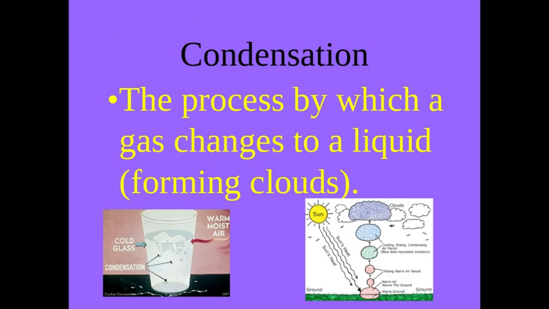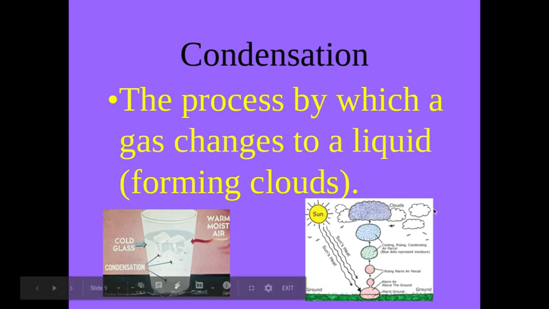Next is condensation. Condensation is the process by which a gas changes to a liquid. Okay, so you're going from gas to liquid. So before we went from a liquid to a gas, now we're going from gas to liquid. You can see these two examples. You have a cold glass, and if it's warmer outside of the glass, which a lot of times if you're drinking an ice cold beverage, the outside temperature is a little bit warmer, you'll see condensation on that glass. Okay, so that's an example of condensation. And sometimes if you think about literally in our atmosphere, it's the process of forming clouds.